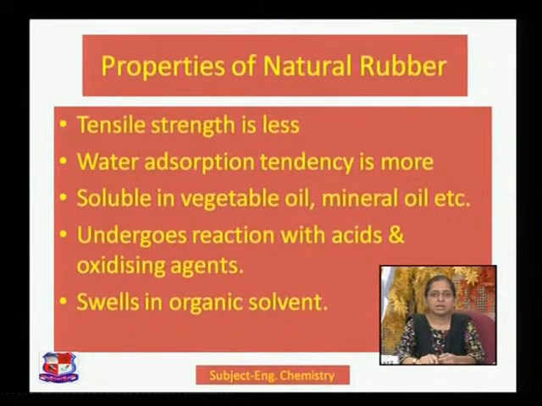This natural rubber is soluble in vegetable oil, mineral oil, petrol, etc. Then this natural rubber undergoes reaction with acid and oxidizing agents. It means it is going to react very rapidly with acids and oxidizing agents like KMnO4, etc. When this natural rubber is kept in organic solvent, what happens? It swells in organic solvent.